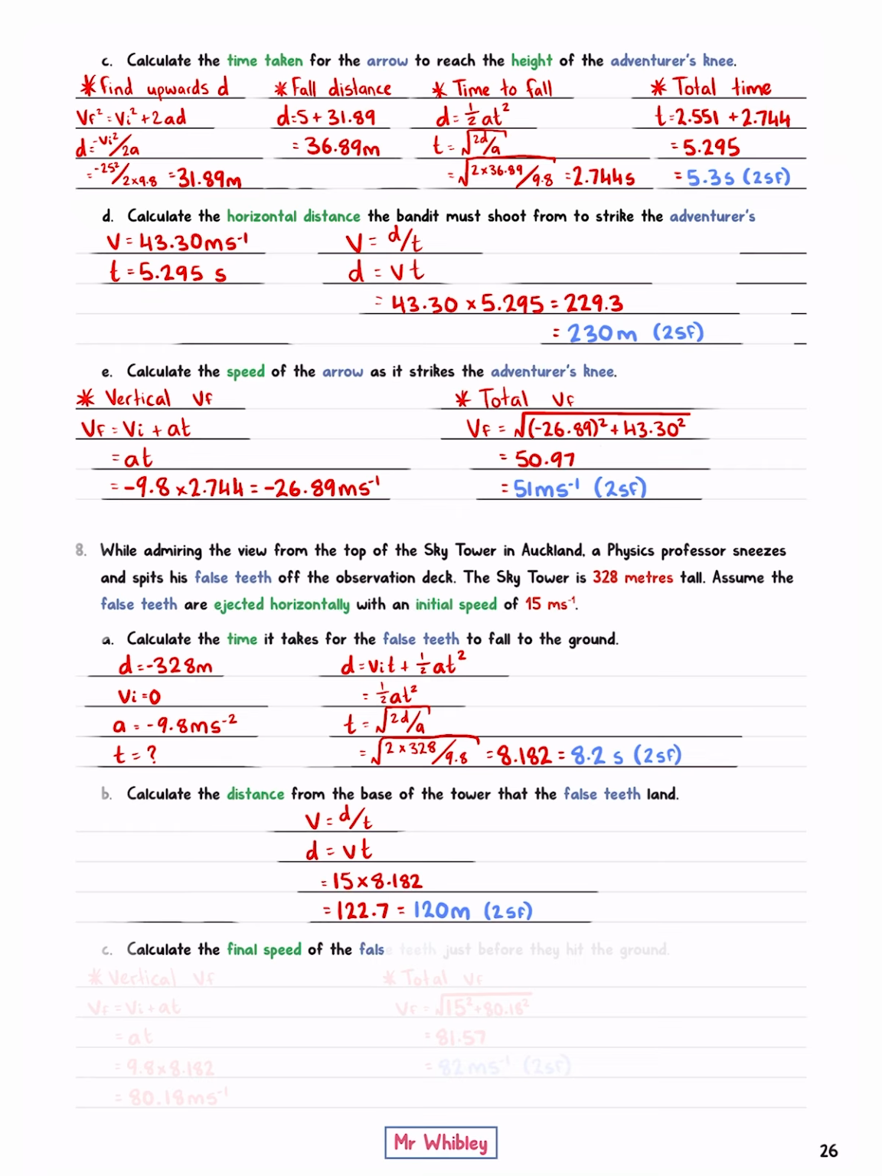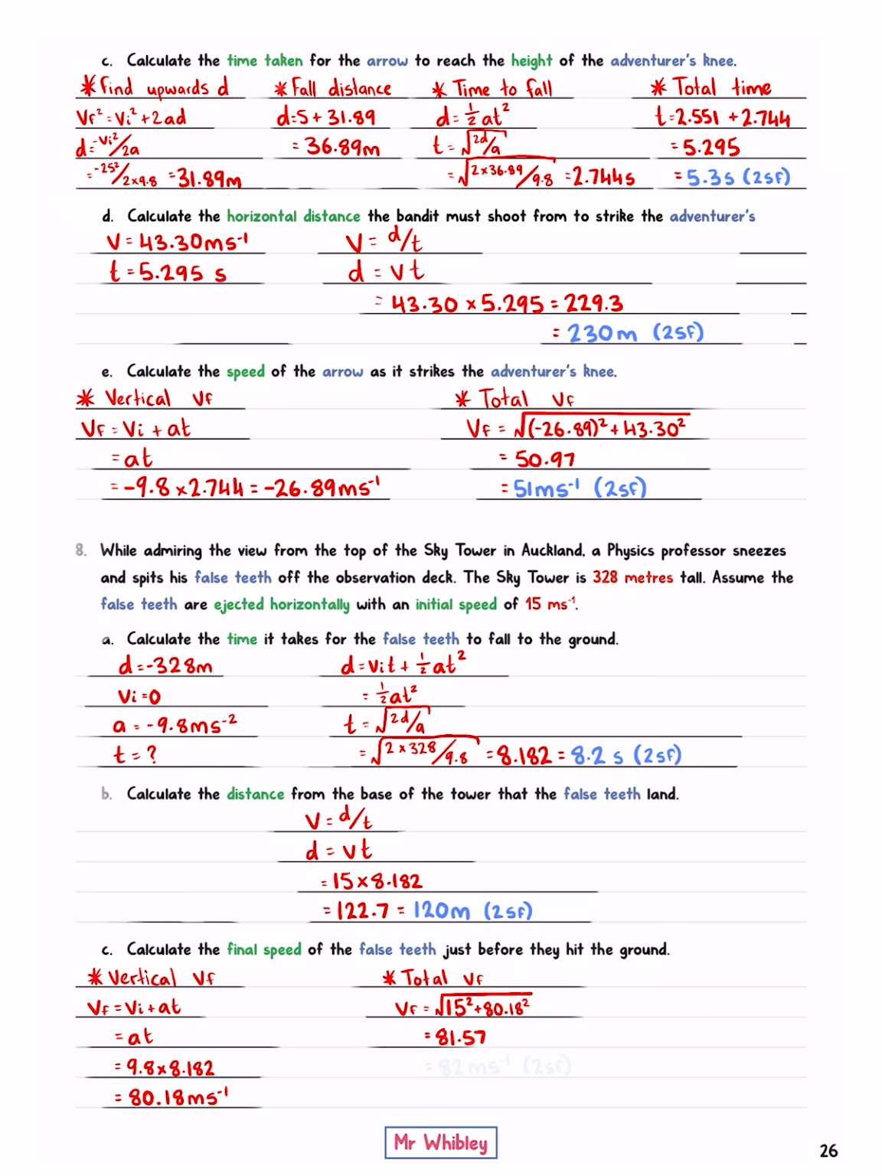Calculate the final speed of the false teeth just before they hit the ground. To find our total velocity, this is going to be the hypotenuse of our vertical and horizontal, where we know our horizontal because it doesn't change, but we need to find our final vertical. To do so, we can use this equation here. Vi is 0, so this becomes at. Putting in our numbers gives me 80.18 meters per second. Putting this in gives us 81.57, or 82 meters per second to two significant figures.